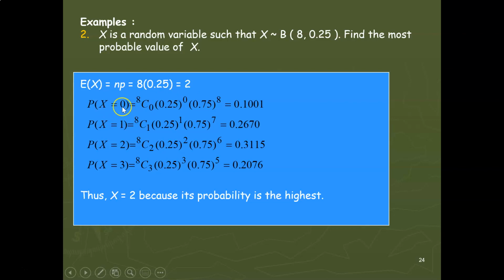So we try x equal to, let's start with x equal to 0. Substitute the value and then you get this. Try again with x equal to 1. Then you get the value for x equal to 2, x equal to 3, and so on. And then you refer to this. Which one is the highest? This one, right? So it's actually when x equal to 2 because its probability is the highest.